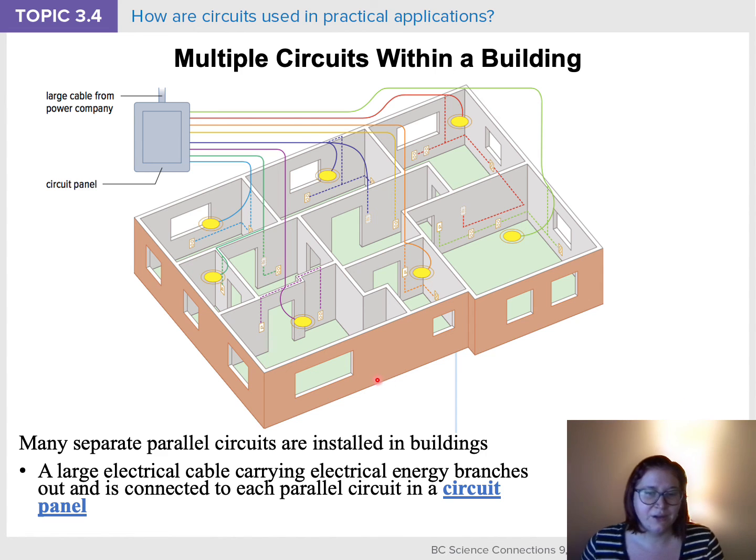So many separate parallel circuits are installed in buildings, and a large electrical cable carrying electrical energy comes to the building and then branches out and is connected to each parallel circuit in a circuit panel, or sometimes you might hear this called a breaker panel or just an electrical panel. So we've got a large cable coming in from the power company, and then if you opened this up, you would see fuses, which I will explain in a different video, but basically you've got all these little parallel circuits coming out from one main spot.